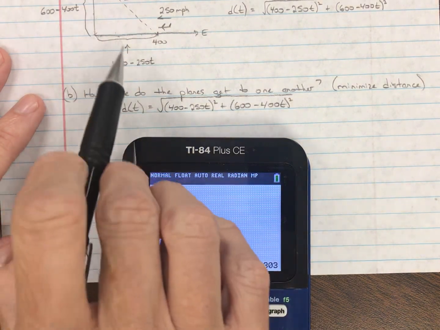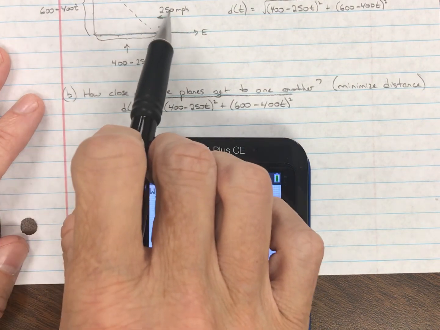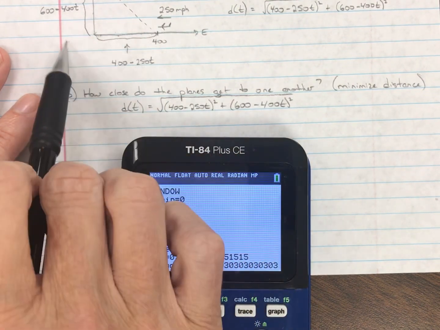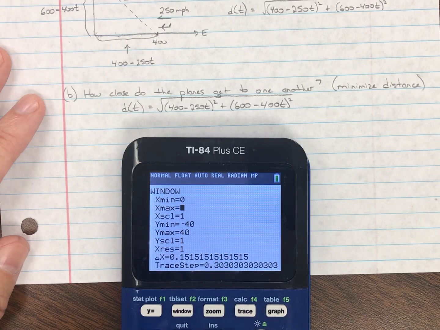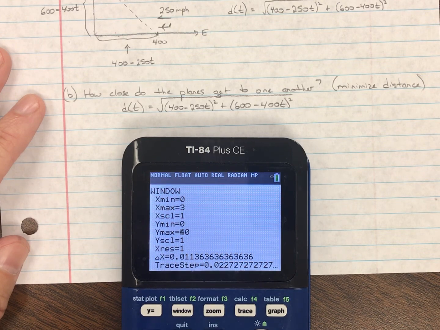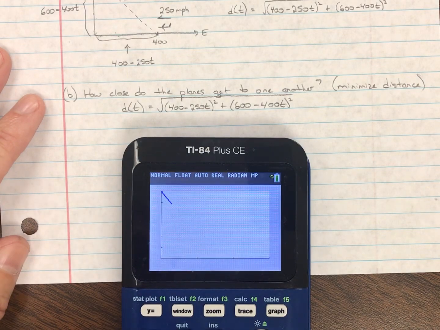Because I know, looking here, that at 250 per hour, it's going to go past the origin and beyond. So I'll go to 3 hours. My distance can be huge, but it's going to be 0 or higher. Let's go to 1,000. No, they start off at 600, so we'll go to 600 and count by hundreds. Let's see if this does anything for me. There we go. Okay, that worked.